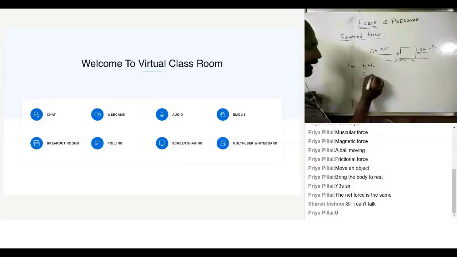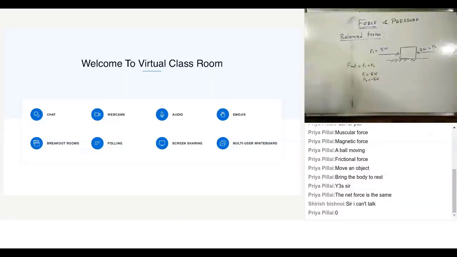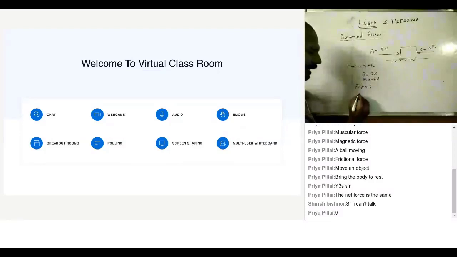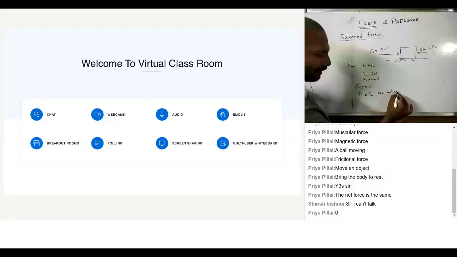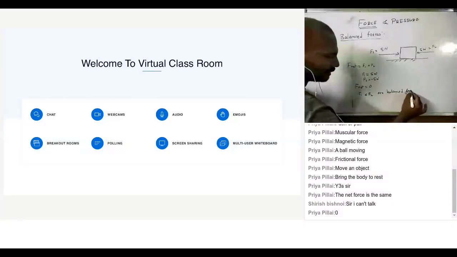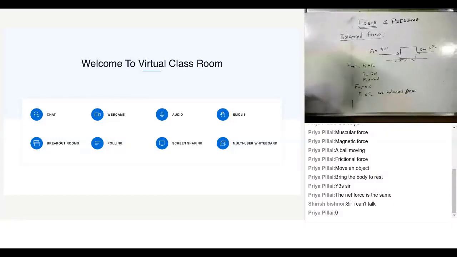From the figure, if I take F1 as 5 Newton, what is F2? Can I write minus 5 Newton? Why is it minus 5? Because it is in the opposite direction. So what is the net force? The net force is 0. So I can say F1 and F2 are balanced forces. I hope it is clear to all of you.